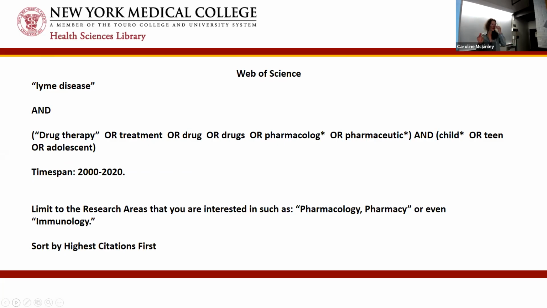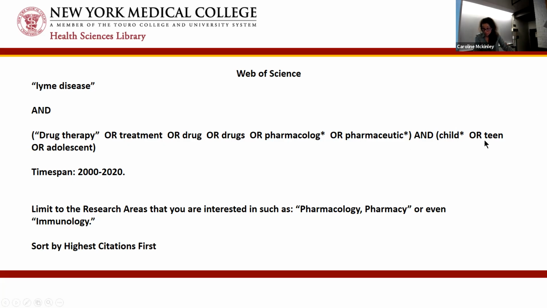Web of Science is really easy, straight keyword searching. As the name implies, Web of Science is the web of science, connecting scholarly research together. So if you were to do a very simple search in Web of Science, for instance, Lyme disease and drug therapy or treatment or drugs, these little asterisks here are a wild card. That's saying, I'm cool with any ending you want to give me, pharmacology or pharmaceutical. You can get fancy or you can just write it out.